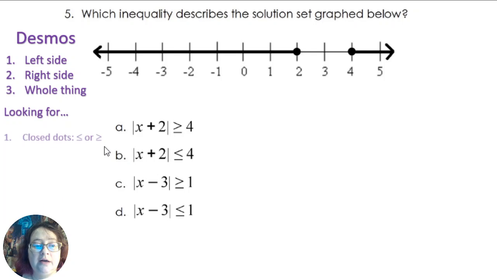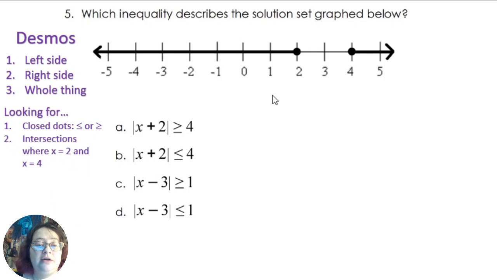I'm looking for closed dots, and if I look at all my answer choices, we have the line underneath, so that would be closed dots for all. That doesn't help me narrow it down any. I want intersections where x is 2 and where x is 4. And then I want it shaded in 2 places. So it's not shaded in between, it's shaded on the 2 outer edges.